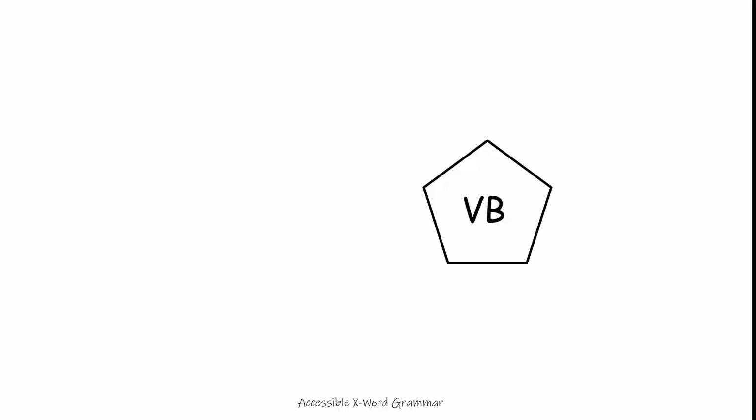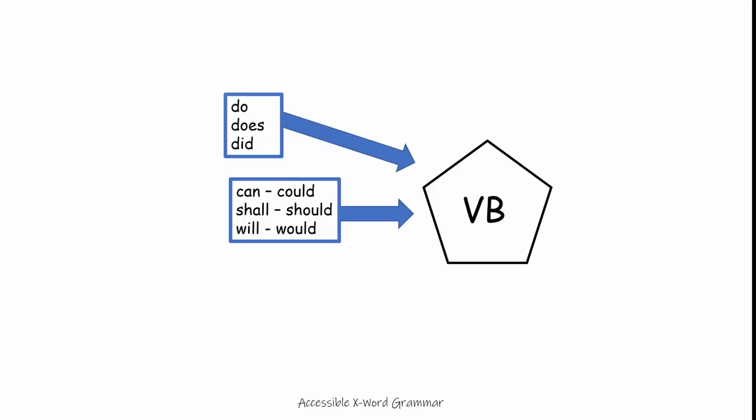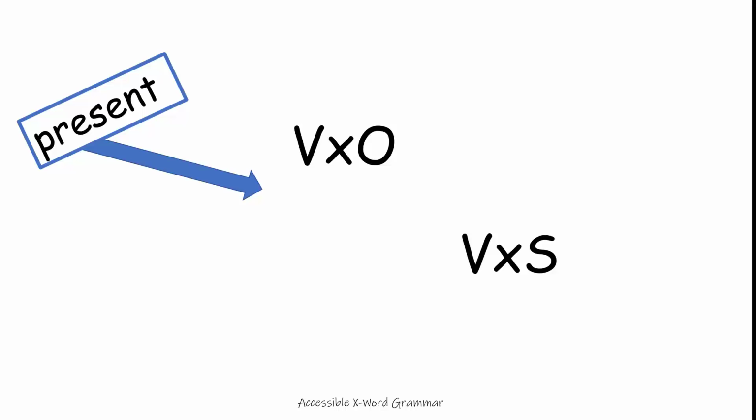The base form comes after X words in the do group, the pairs group, and the am group. VxO, together with VxS, make up the present tense. Their X words, do and does, are hidden behind them. We'll learn more about this later.